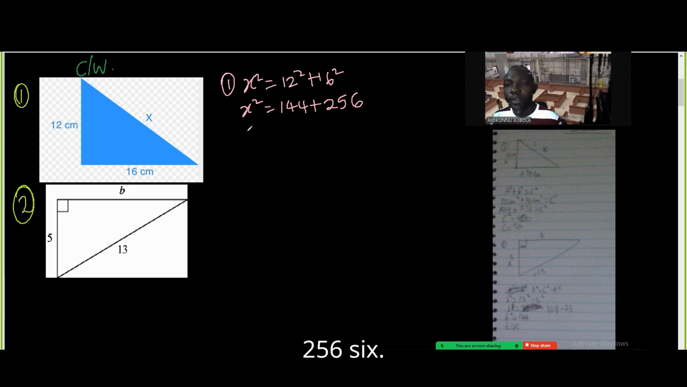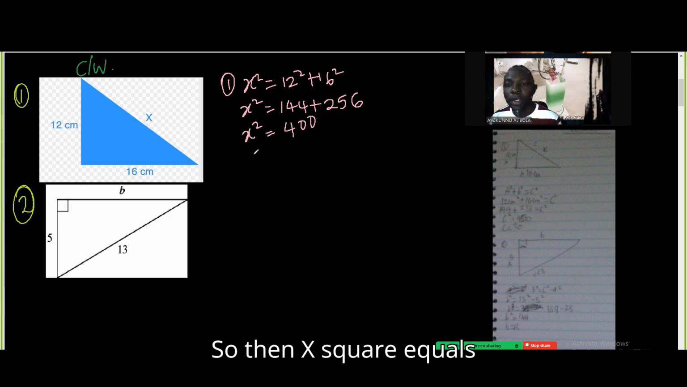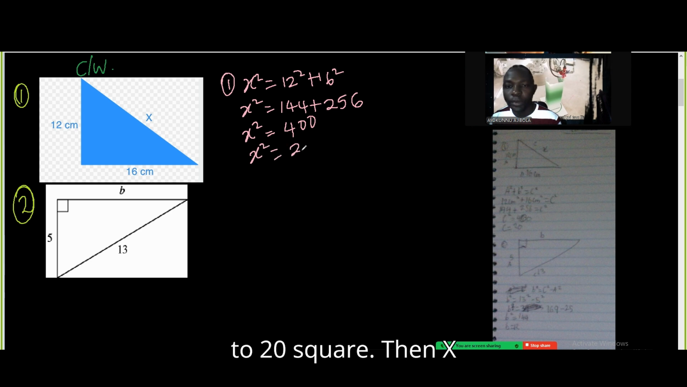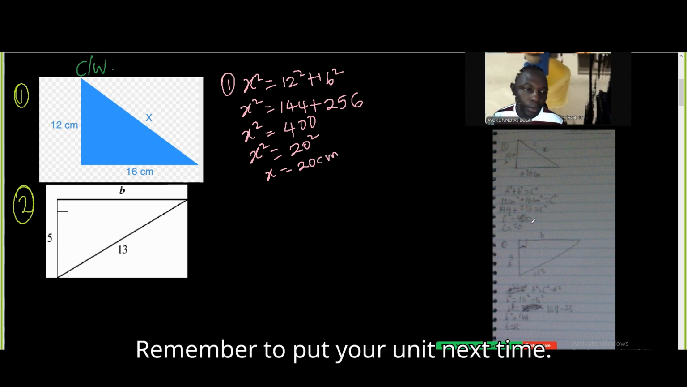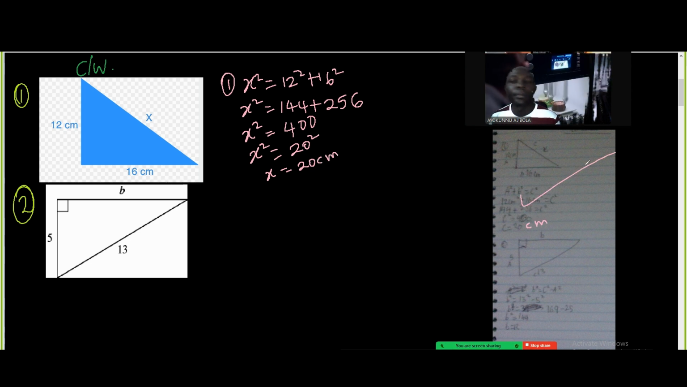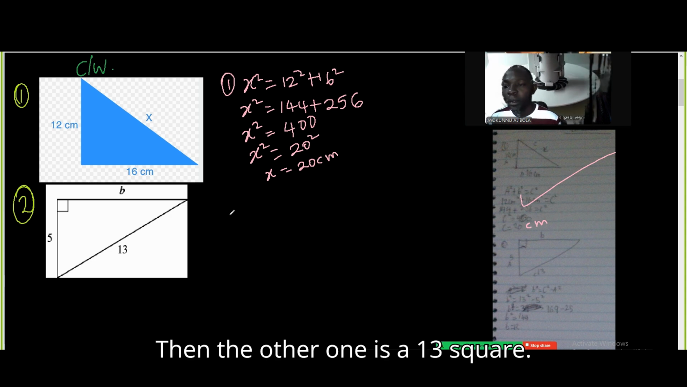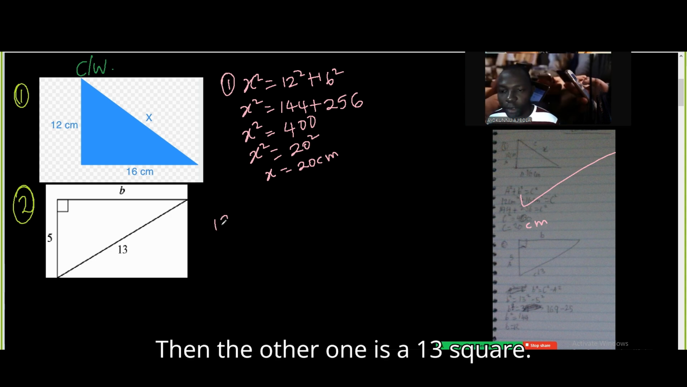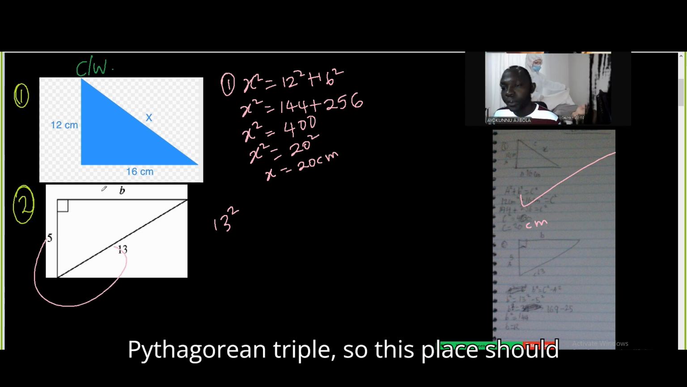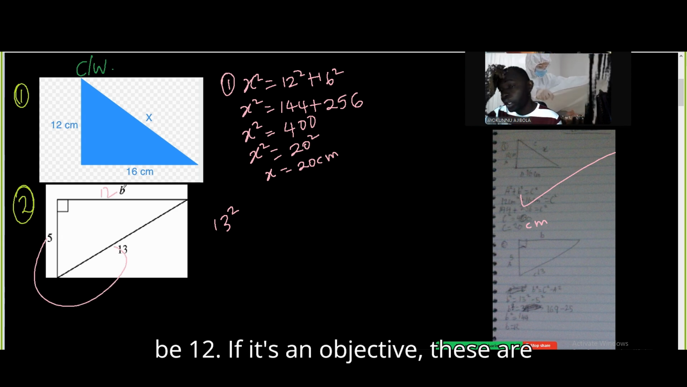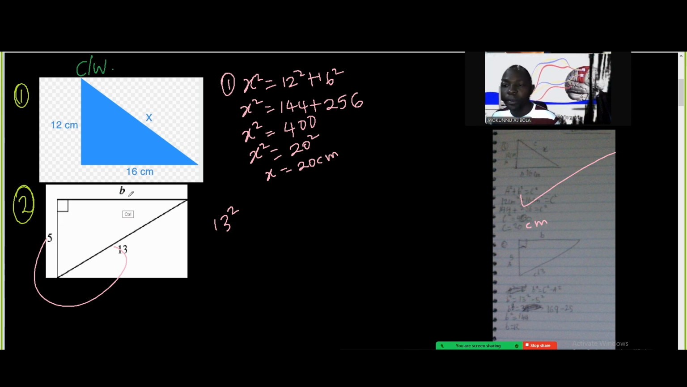And 256. So then x squared equals 20 squared, then x equals 20 centimeters. Remember to put your unit next time. Okay, then the other one, we said 13 squared. If you check this one, it's part of the Pythagorean triple, so this place should be 12. If it's an objective, these are easy questions, okay?